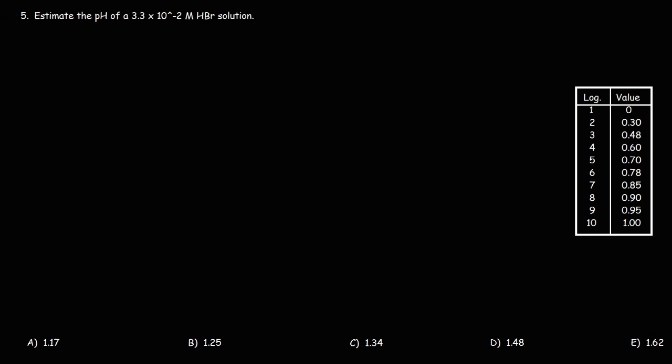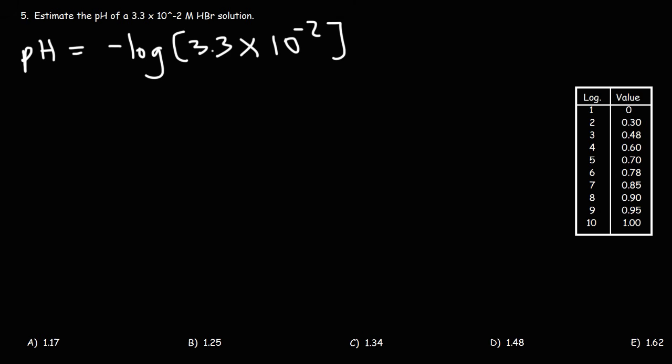Let's work on one more example. Number 5. Estimate the pH of a 3.3 times 10 to the minus 2 molar hydrobromic acid solution. So for this problem, it's not as complicated as number 4. All we need to do is take the negative log of the H plus concentration, which is going to be 3.3 times 10 to the minus 2. So we just got to focus on the math.